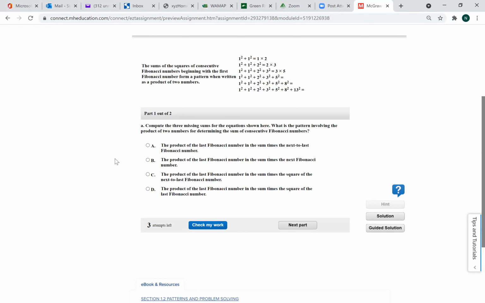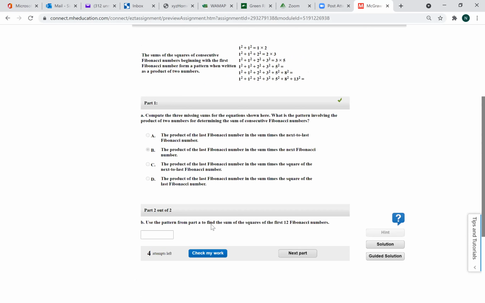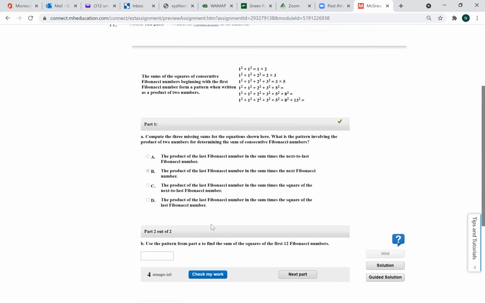So if I were doing this, I would choose B. Okay. And it liked me because it gave me a green check. And now it's saying use the pattern from part A to find the sum of the squares of the first 12 Fibonacci numbers. So they've given you the first 3, okay? Then they want you to find 4, 5, and 6. In part 2, they're saying use that same pattern that you're seeing to find the sum of the squares of the first 12 Fibonacci numbers.